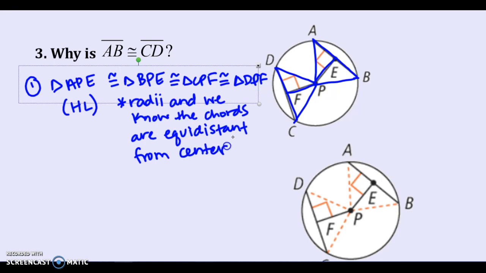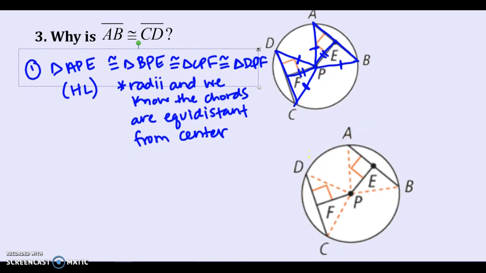That, again, I don't have written here, but that was given to us. So therefore, we have our radii, which are our hypotenuses here. And we also know that these chords are equidistant from the center. So PF is the same as EP. So you can see right there, because we have those right angles, that we can use HL. So those four triangles that you see there are going to be congruent by HL. And now we can look at this second picture down below.